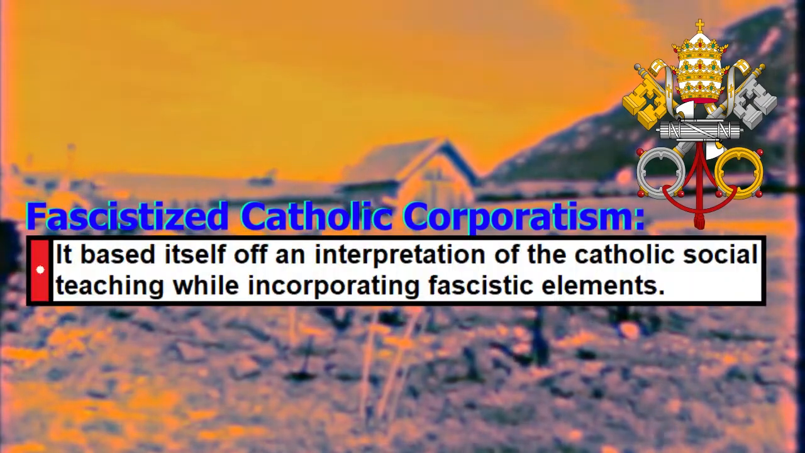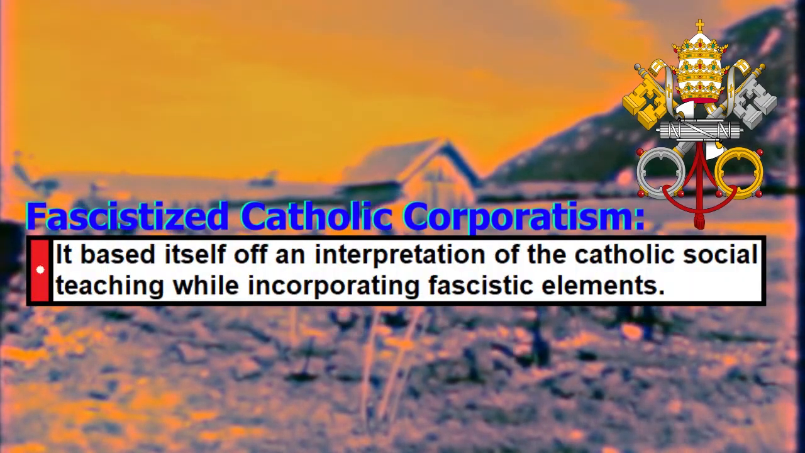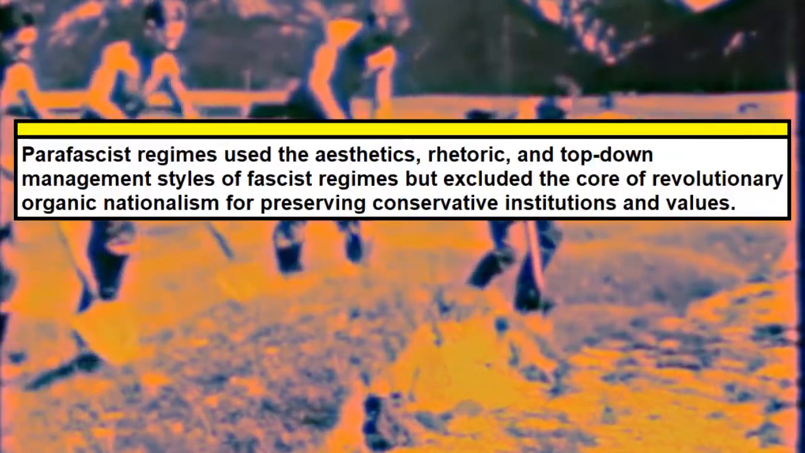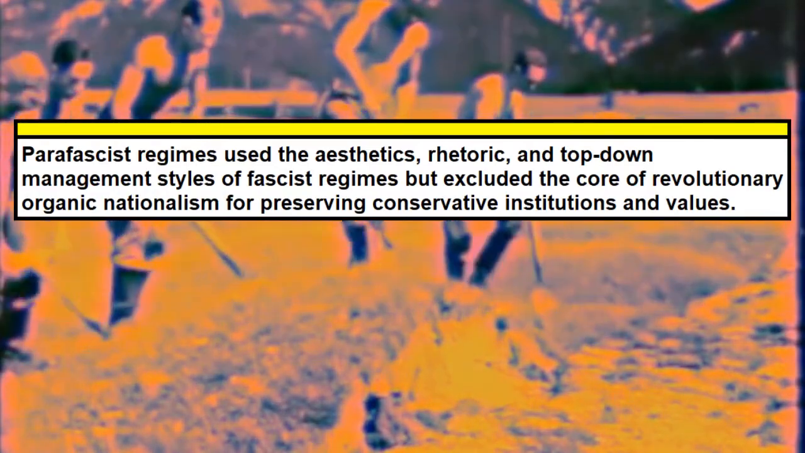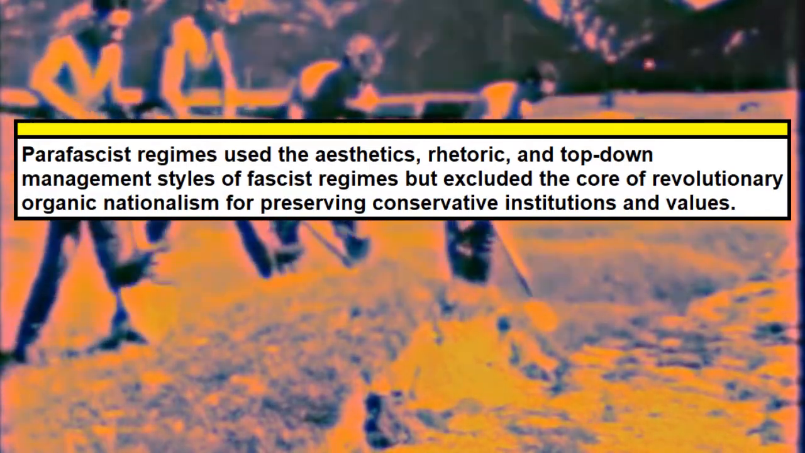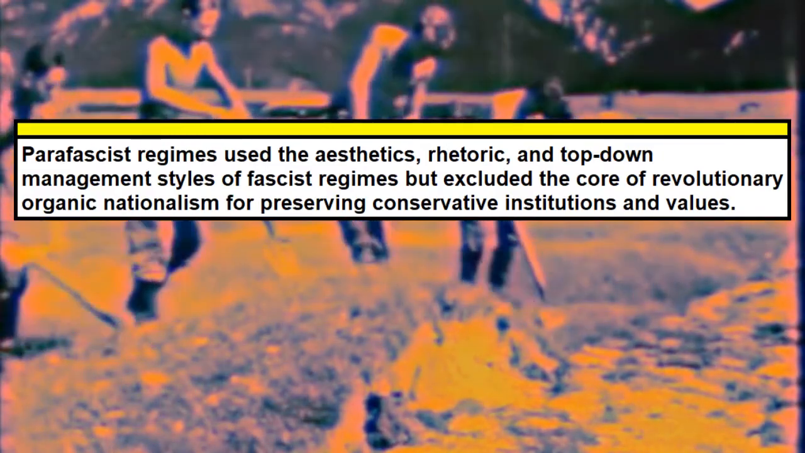The non-fascist variants of authoritarian corporatism include a type of fascistized Catholic corporatism, as it based itself on an interpretation of the Catholic social teaching while incorporating fascistic elements. There were also forms of corporatism used by authoritarian regimes that weren't Catholic, but nonetheless many of them were also conservative in some of their nature, as well as containing many fascistized elements. This was used by many para-fascist regimes that used the aesthetics, rhetoric, and top-down management styles of fascist regimes, but excluded the core of revolutionary organic nationalism for preserving conservative institutions and values. The specific dynamics of para-fascism will be explored much further in the next video.